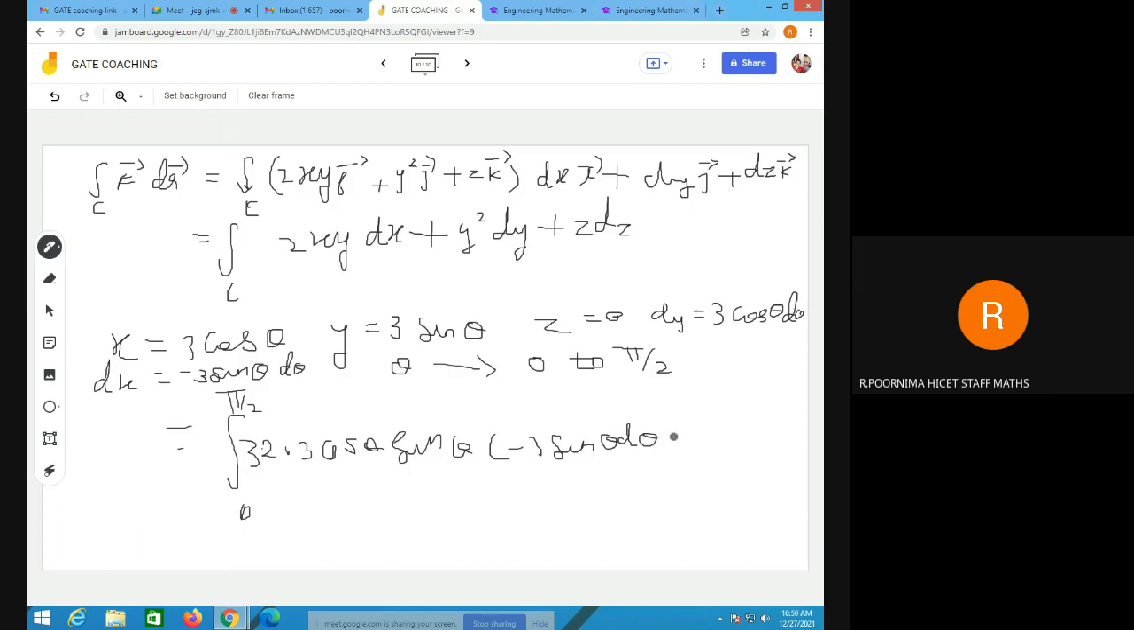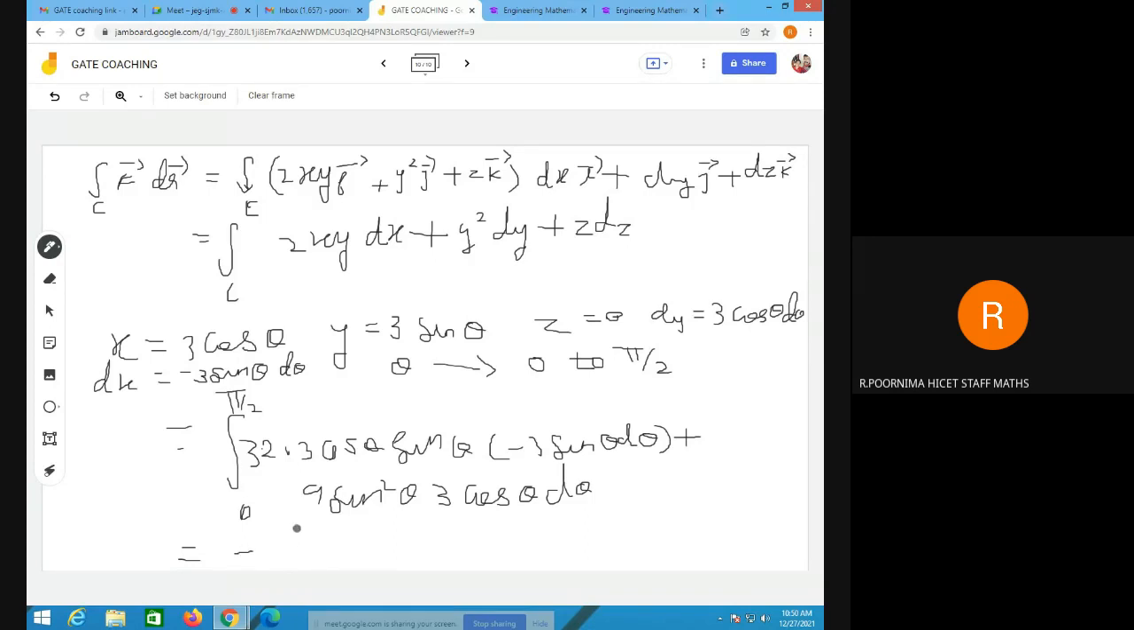Plus 9 sin square theta, the second term. y square dy is there, no? So 9 sin square theta into dy. dy is 3 cos theta into d theta. So 3 cos theta into d theta.